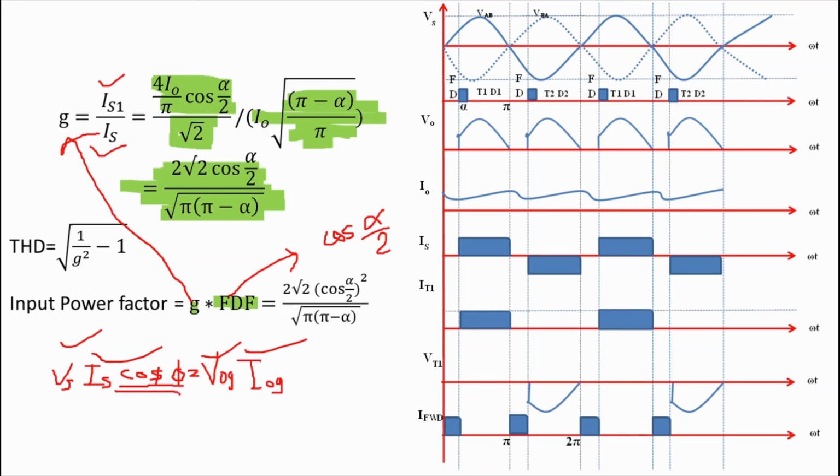So these are the two methods to calculate the power factor. You can calculate by any of these methods. And this one is using Fourier series. This is a bit complicated, but if you find it complicated, then you can simply calculate the power factor by using the expression input power is equal to output power.